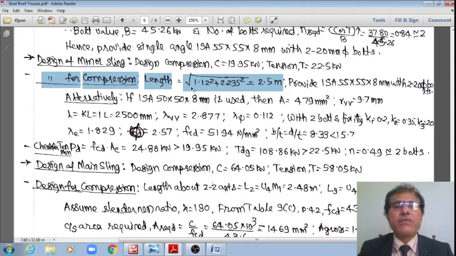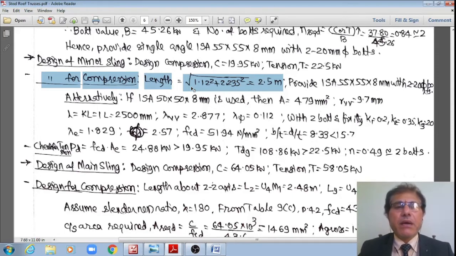I'm just recalling this. Therefore, it is nothing but the square root of 1.12, because that is of the strut, plus that of the major panel on the inclined slope direction, that is, plus 2.235 whole square along this inclined direction. Because it is 90 degrees, that works out to 2.5 meter.